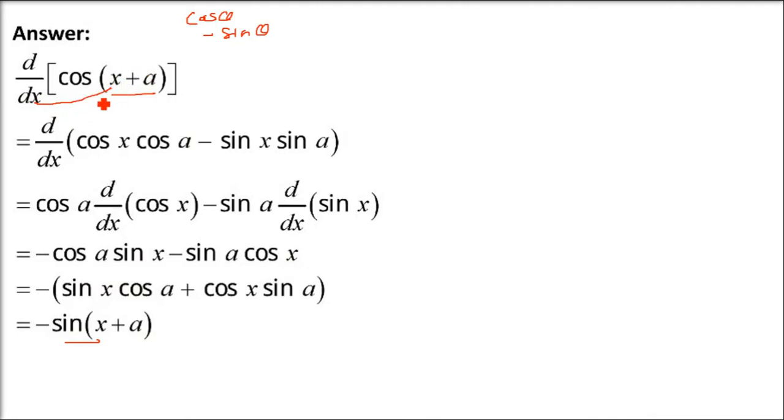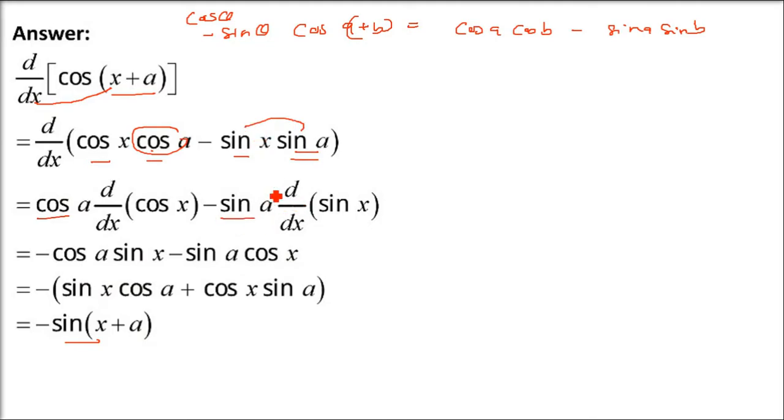d by dx of cos x plus a. Cos of x plus a cannot be treated as just cos theta. So cos a plus b is cos a cos b minus sin a sin b. You have to use the formula or expansion of cos a plus b. So cos x cos a minus sin x sin a. Now we will apply d by dx. Cos a will come outside because it is a constant, and d by dx of cos x is minus sin x. Now sin a outside, d by dx of sin x is cos x. So we have minus sin x cos a, and here sin a cos x. Now both are negative, so you can take a negative outside. So you have sin x cos a plus cos x sin a, with the negative outside. So this is sin x plus a.